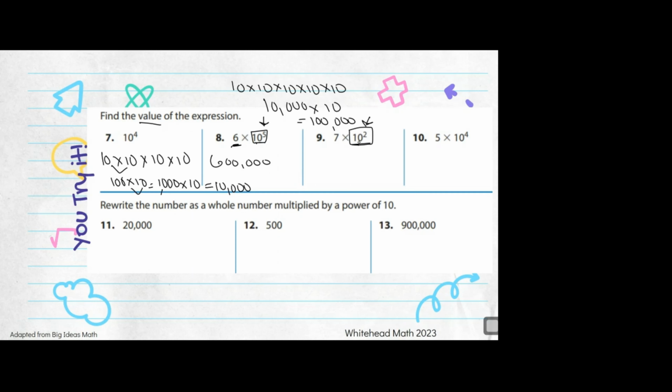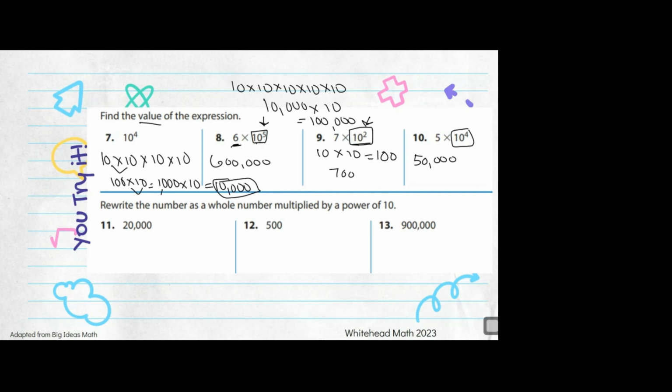All right. 10 to the 2nd power. That's telling me to multiply 10 times 10. 10 times 10 is how many zeros? 2. It's 100. 100 times 7 is 700. Here we go. The next one, we need to figure out 10 to the 4th power. Okay, we know that 10 to the 4th power is 10,000. So 5 times 10,000 is 50,000. Very good.